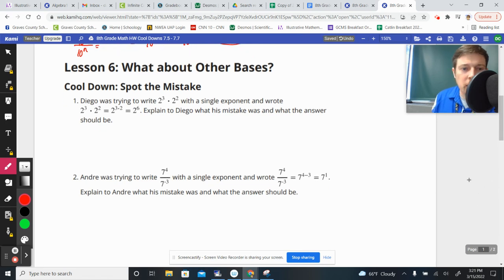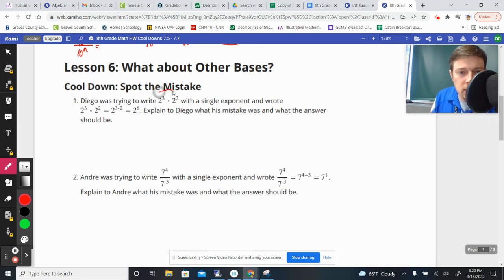All right. So we'll talk about other bases. Your bases don't just have to be 10 anymore. We found out today in class that your bases could be other numbers as long as they're positive and they're not negatives or zeros. We can have 2 in the base. We can have 7 in the base. We can have all kinds of numbers in the base. We even found out we can have fractions down there. But let's look at what Diego's trying to do here.